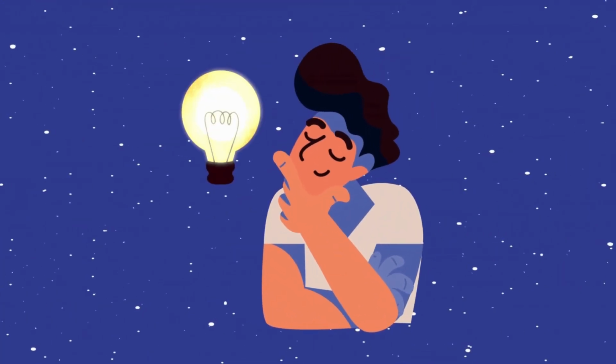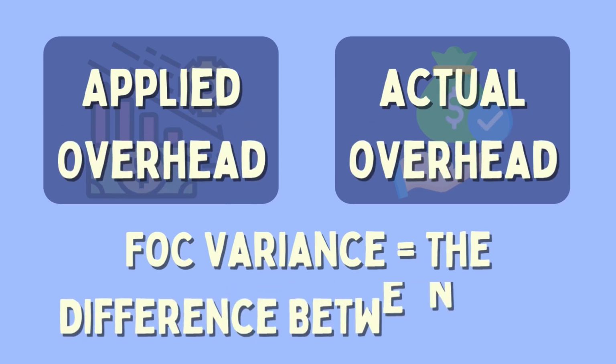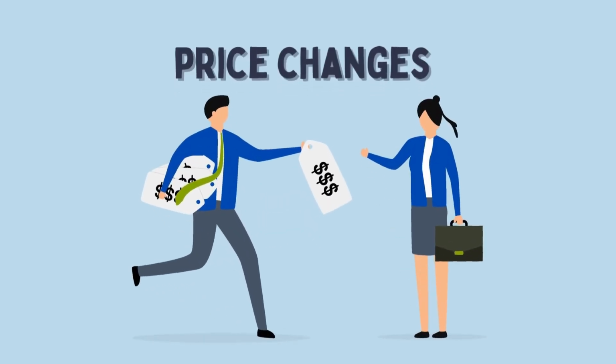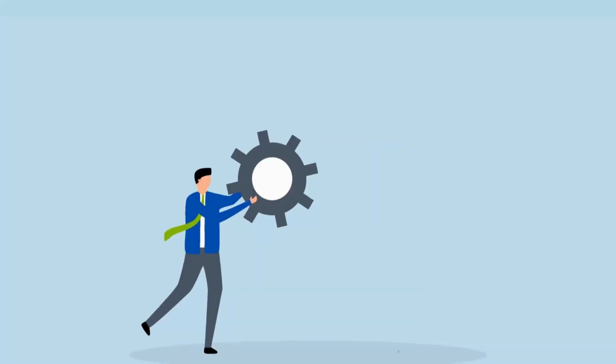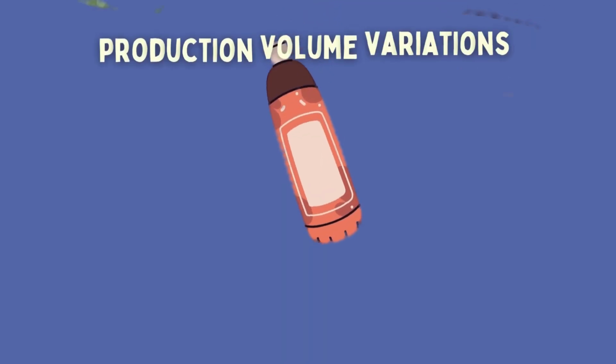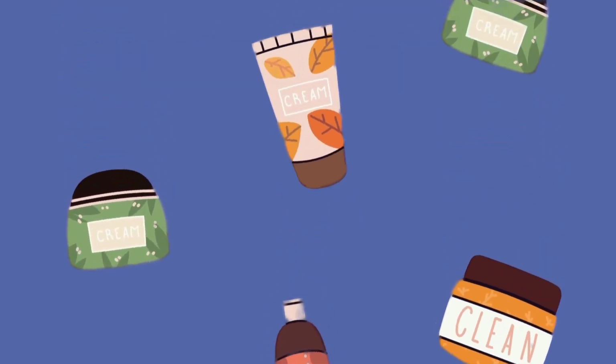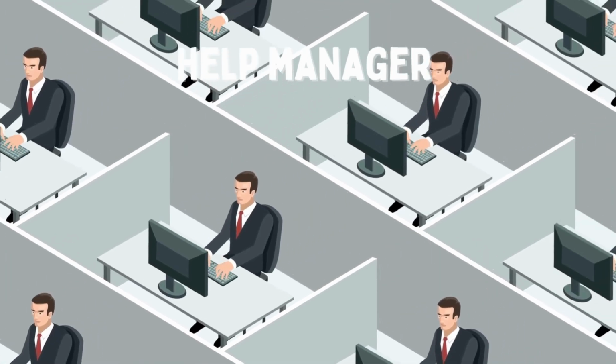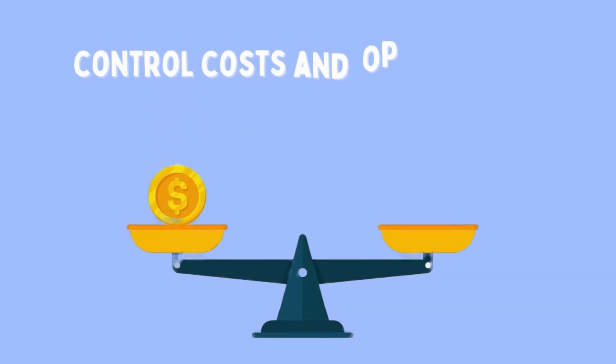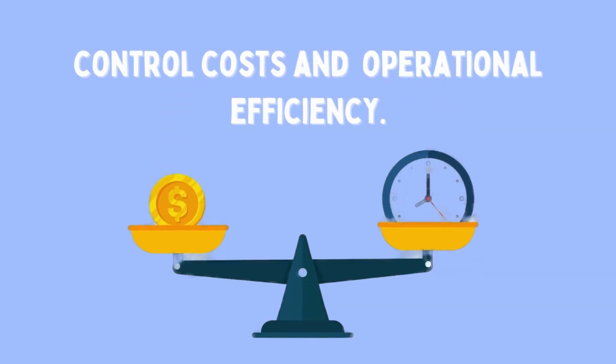After understanding FOC and full costing, we can conclude that FOC variance is the difference between applied and actual overhead. These differences arise due to price changes, efficiency issues, or production volume variations. This analysis goes beyond numbers. It helps management control costs and boost operational efficiency.